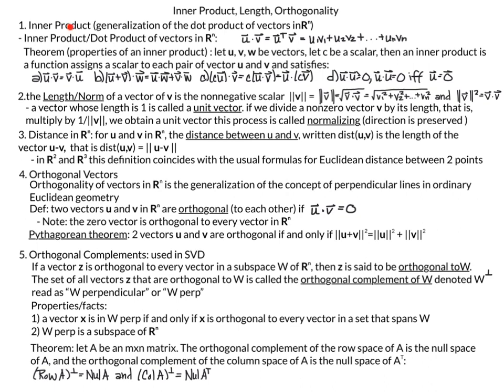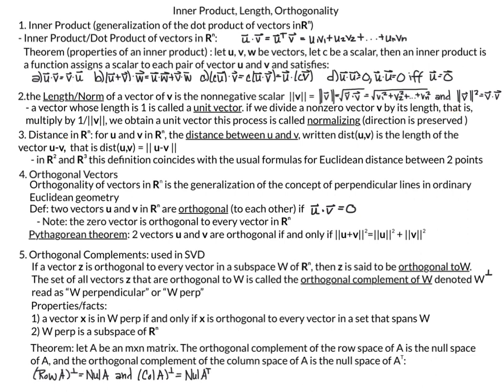From the definition of the inner product, we get the definition of the length, also called the norm, so these two terms are interchangeable. The length or norm of a vector v is the non-negative scalar, which we denote with these kind of absolute value signs. So the norm of vector v is equal to the square root of the dot product of v with itself. A vector whose length is 1 is called a unit vector, and if we divide a non-zero vector by its length, that is, if we multiply by 1 over the norm of v, we obtain a unit vector, and this process is called normalizing the vector. The direction of the original vector is preserved.